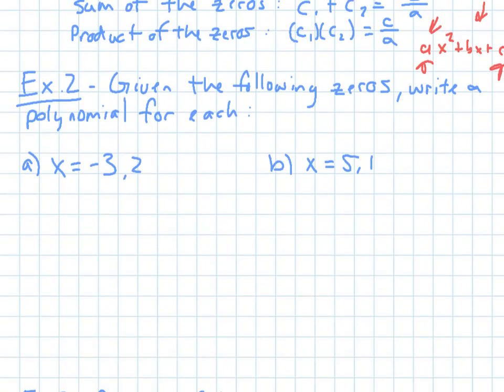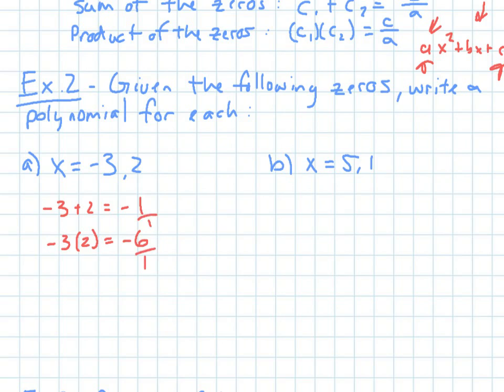Example 2: you're given the following zeros, and you want to write a polynomial for each, so both are going to be quadratics. If I add them, negative 3 plus 2 gets me negative 1. And negative 3 times 2 is negative 6. So here they both have the same denominator of 1.